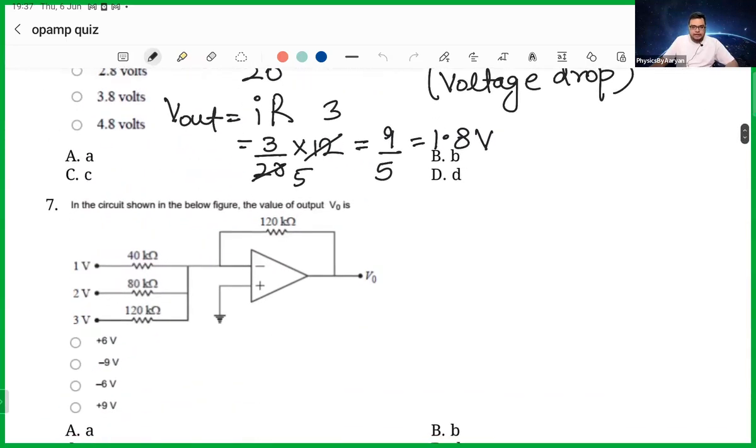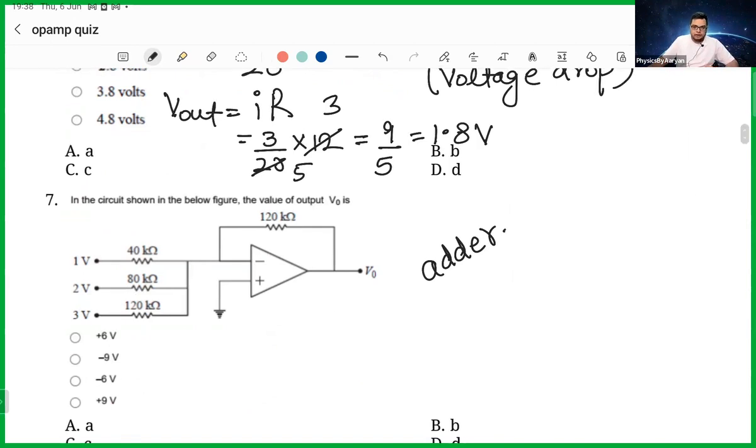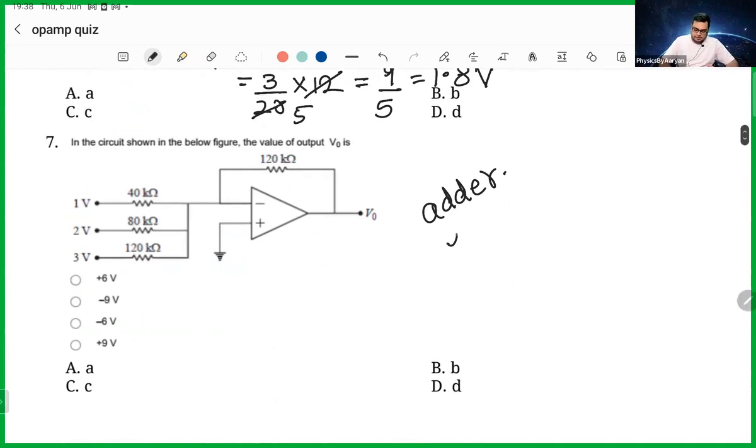Then can anyone tell me very quickly which circuit this is? It's a very simple one. What is it called? Adder. So it's an adder circuit, a voltage adder circuit. And you can clearly see what the final answer will be: 3 plus 2 plus, and you also have to multiply by the gain. So you can do this question very easily. Very, very easy, just a direct use of the formula.